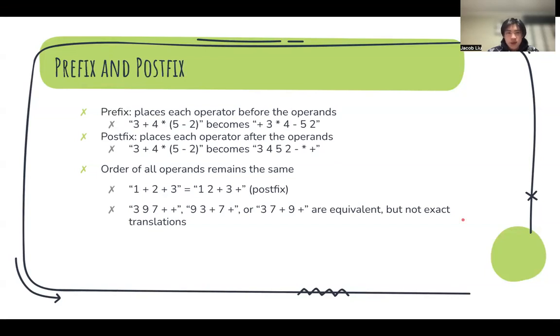Seems like the order of my slides was a bit wrong. Anyways, at this point it's a review. Prefix places each operator before the operands. Operands are either numbers or things in parentheses.